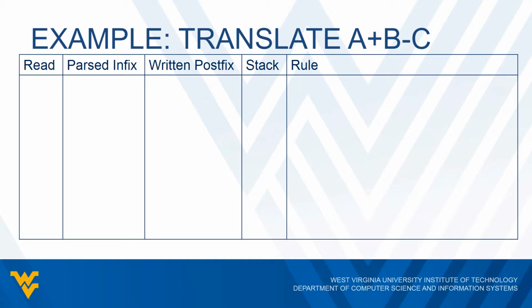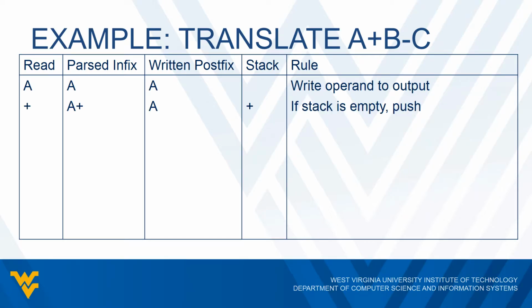Let's go back to our A plus B minus C example and see how we would parse this and follow those rules for translating from infix to postfix. We first read an A, and since that is an operand, our rule is to write the operand to the output, so we write the A to our postfix. We then read the plus sign, so our rule is to check the stack since we read an operator. Since it's empty, we would push the plus sign onto the stack. We then read the B. Our rule is, since we read an operand, we would immediately write it to the output.